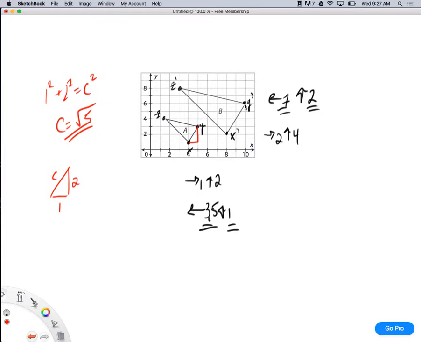Well, hey, if this one goes over 1 and up 2, and this one goes over 2 and up 4, then the scale factor seems consistent, right? Well, and I should see that things are doubled in another way. Well, hey, this one goes over 3.5 and up 1. This one goes over 7 and up 2. Okay, my scale factor is consistent.